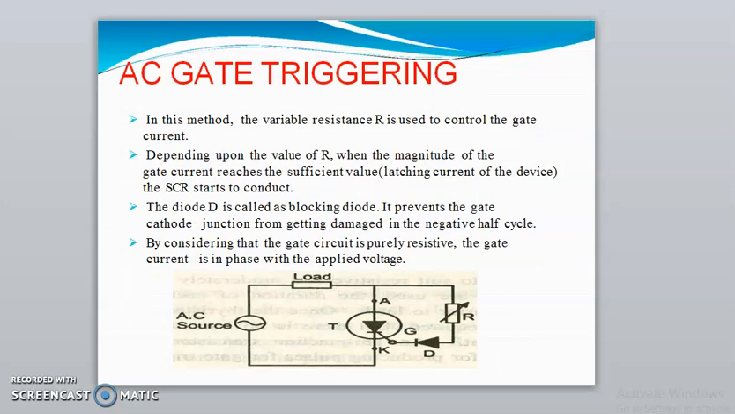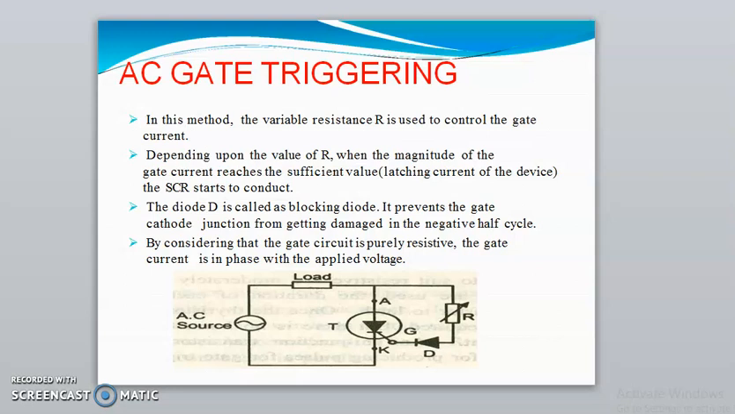Then there is the AC gate triggering. In this method, the variable resistance R is used to control the gate current. Depending upon the value of resistance, when the magnitude of the gate current reaches the sufficient value, that is the latching current of the device, and the latching current is nothing but the minimum current required to switch the SCR from off state to on state, then the SCR will start conducting.